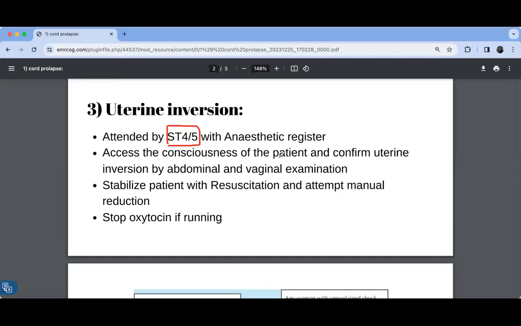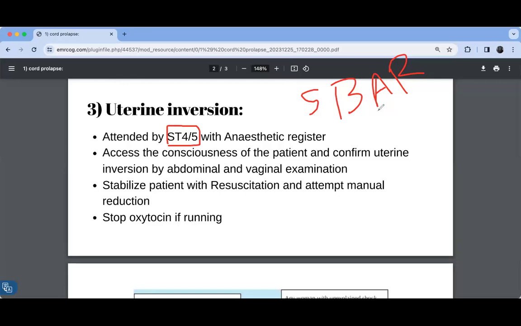You need to assess the consciousness of the patient and confirm the uterine inversion by abdominal and vaginal examination before going to the management of postpartum hemorrhage. In the postpartum hemorrhage, I need you to say the assessment, because we have a SPAR tool, right? The SPAR can help us remember the points to ask first. For the assessment, I need to know about her vitals, right? I need to know about the estimated blood loss, right?